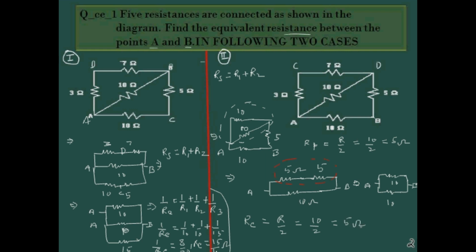In this way, what we are observing is that if points A and B are diagonally opposite, the resultant will be 15 by 4 ohm, and if A and B are adjacent corners, the resultant will be 5 ohm in the same circuit. If we change the points between which we have to find the equivalent resistance, the value will change. And in this way, I hope that you are getting it.